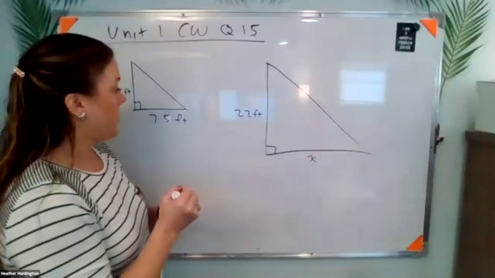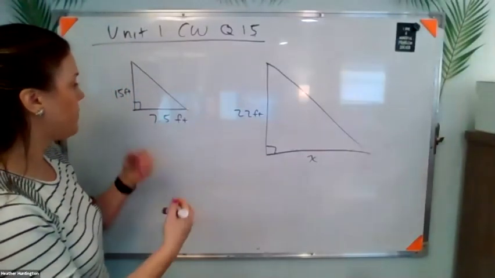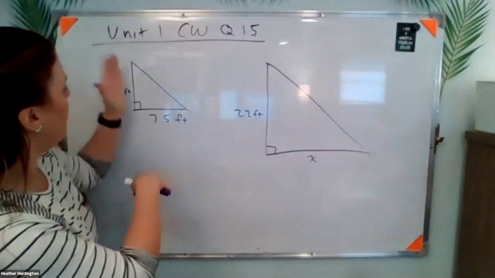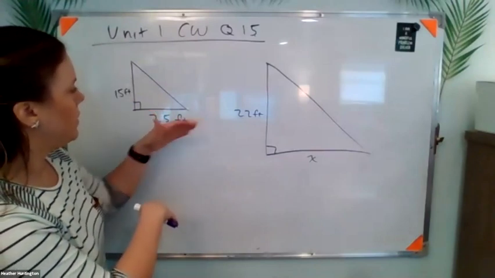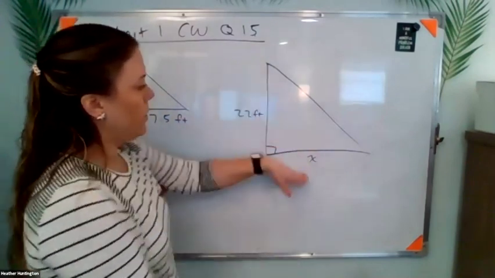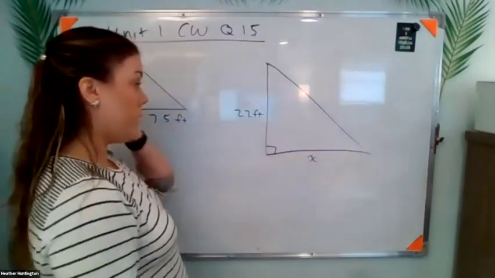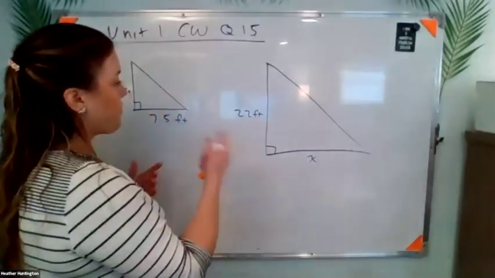Okay, so I've done a diagram. Now I kind of understand the problem at hand because we have some pole with a shadow. And then here we have a taller pole and we want to know what the length of the shadow is. So I see that we have similar triangles.